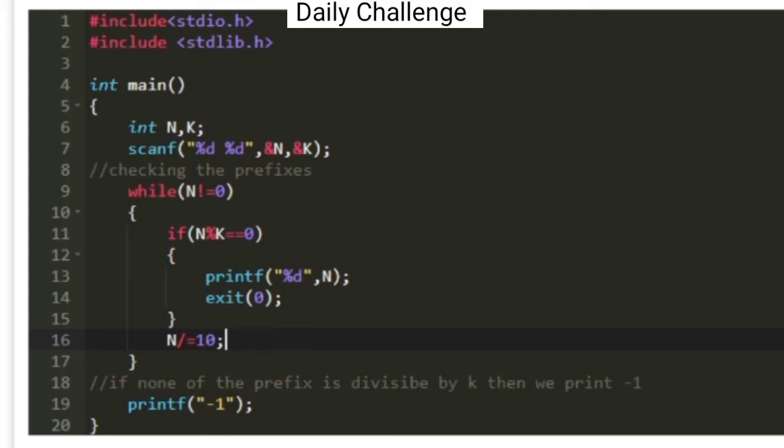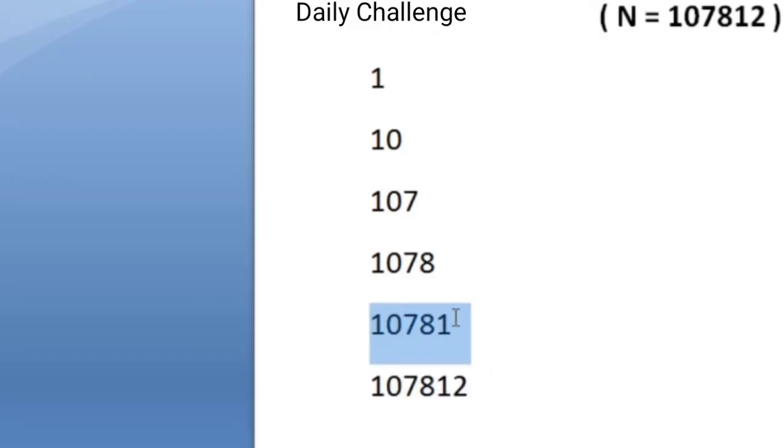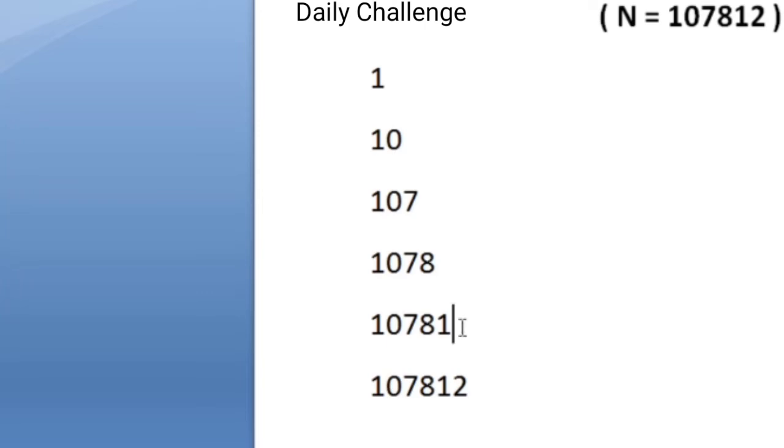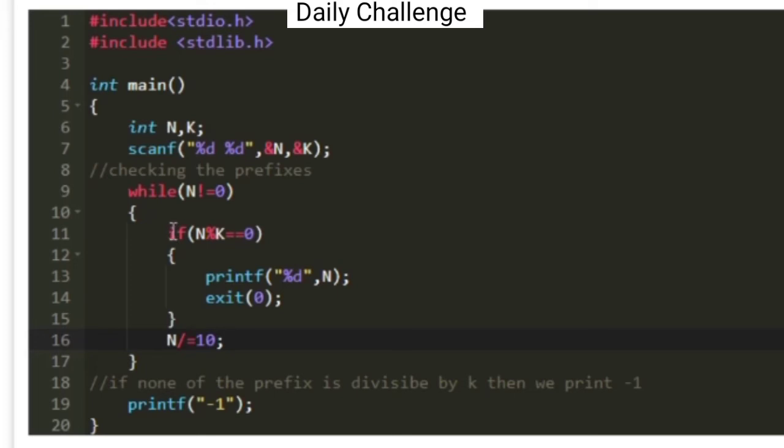So now the value of n would be 10781, and again it would be checking whether it is divisible by k. It doesn't divide, so we are just again dividing this number by 10. Now the prefix would be 1078. So now it goes into this if condition, as the condition is satisfied that n is divisible by k. So we are just printing the number and using exit(0), which terminates the whole program itself.